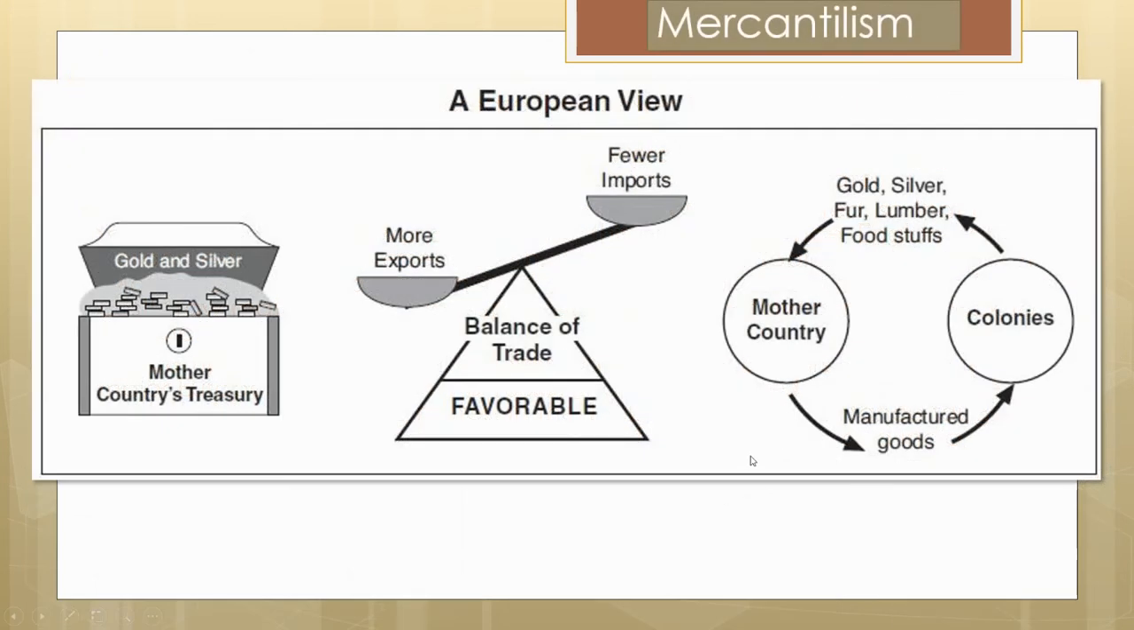So this is kind of how the Europeans viewed mercantilism. You wanted to have more exports, so more stuff that you were selling, and bring in fewer imports from other places. So really, the colonies would supply gold, silver, fur, lumber, foodstuff to the mother country. The mother country would then turn all these items into finished goods in factories, and sell those back to the colonies. And of course, it's going to be more expensive when it's sold back to the colonies.